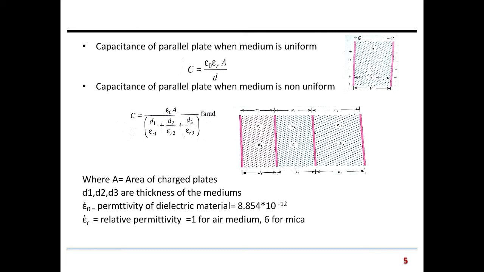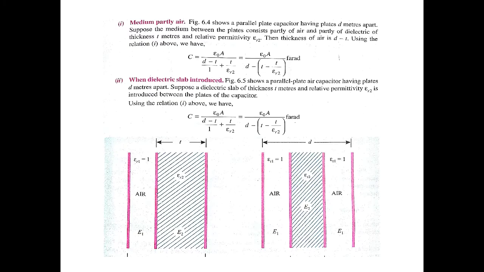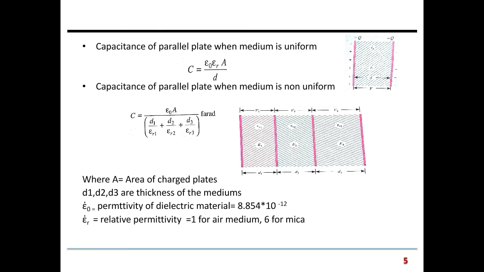So according to the dielectric material medium used, the relative permittivity value will change. According to that value, the capacitance value is going to change. According to the conducting plates' area also, capacitance is going to change.